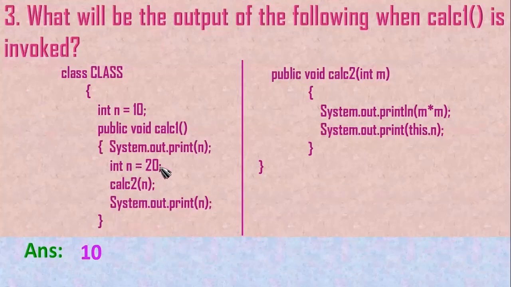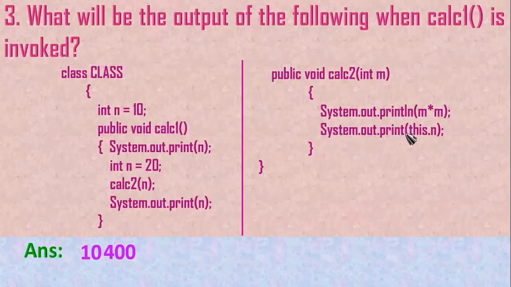Now int n is equal to 20. The value of n becomes 20. That is passed to calc2 and invoked. So here the formal parameter m becomes 20 by getting the value from the actual parameter. System.out.println of m into m. So now the value is 20, 20 into 20, 400 will be printed here. And then here it is println, so after printing this, it will go to a new line.